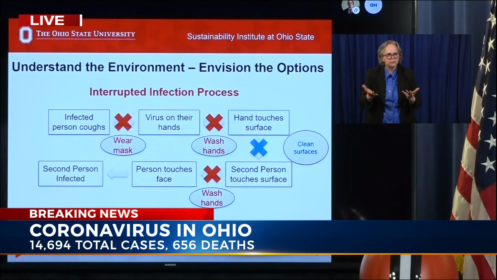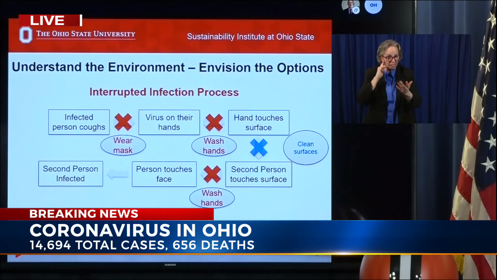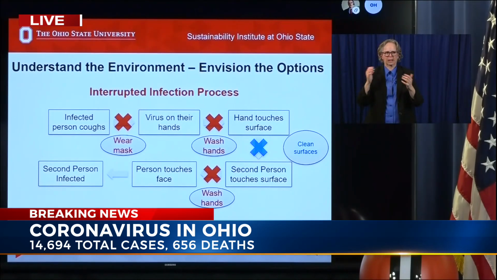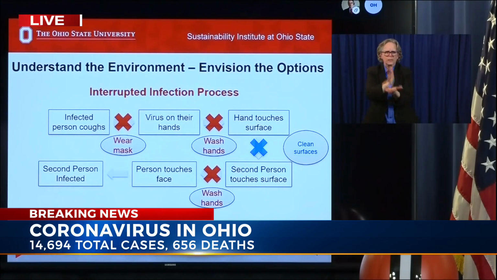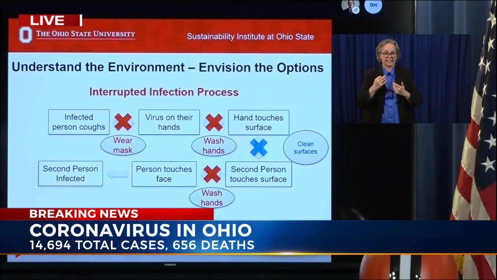And preventing the infection process is really quite simple. It is a matter of multiple parties working together in concert to be able to limit access of other people to the virus. If you can't contact the virus, it can't get inside you, and it wouldn't be able to create an infection. So it really is quite simple.